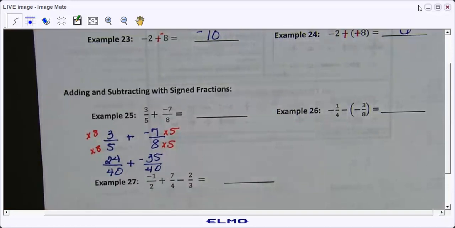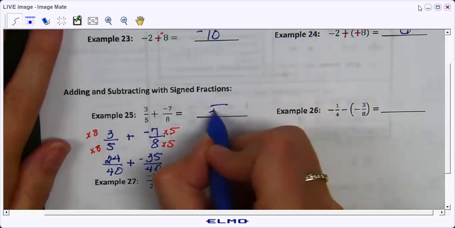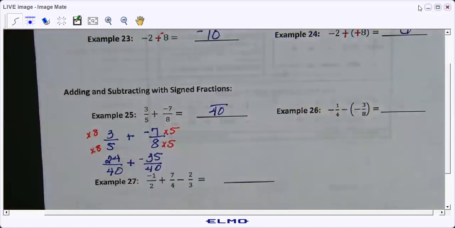Okay, now we're going to solve this like we did with our integer operations. Remember, whenever we're adding or subtracting fractions, your denominator stays the same. So I know my denominator is going to be 40. But one fraction is positive, one fraction is negative. That means I have to subtract my numerators.